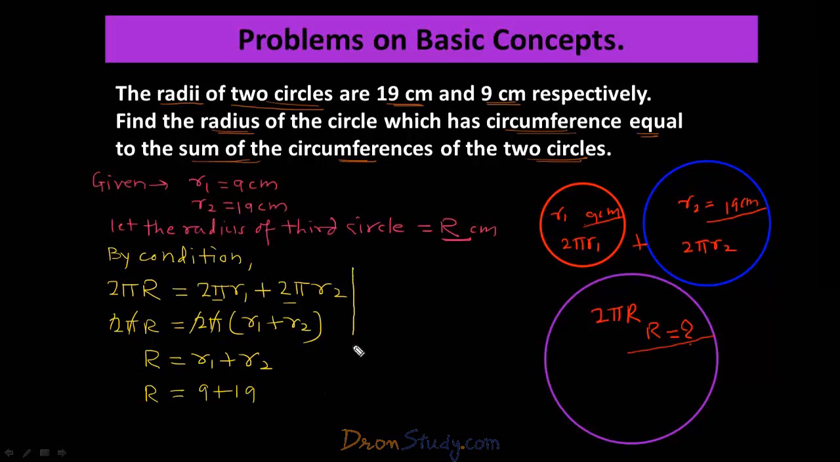Therefore r is equal to 28 centimeter. Therefore the radius of third circle, that is equal to 28 centimeter.